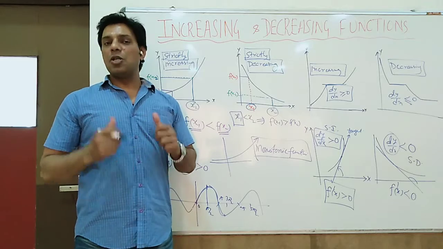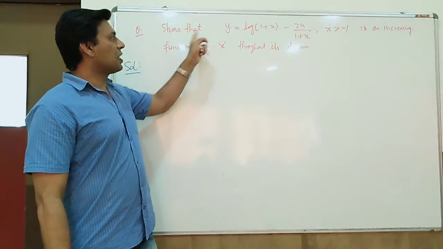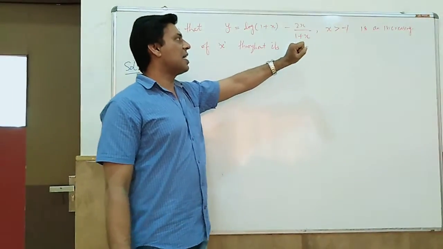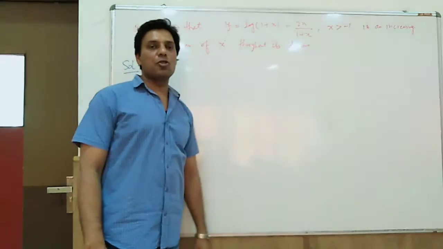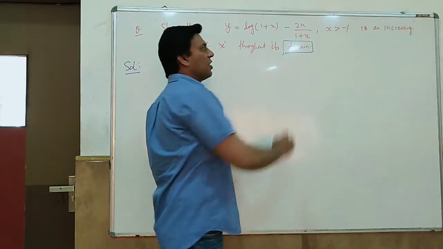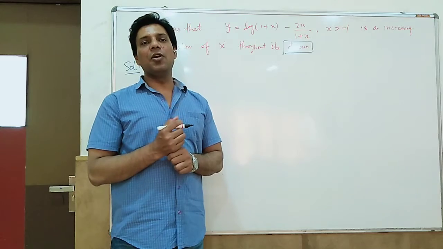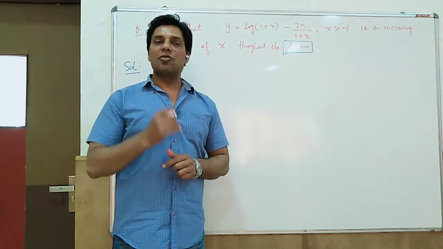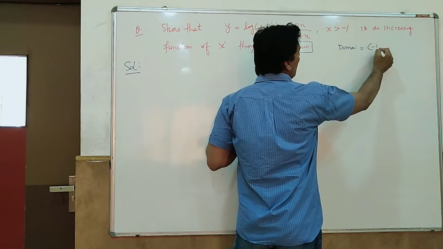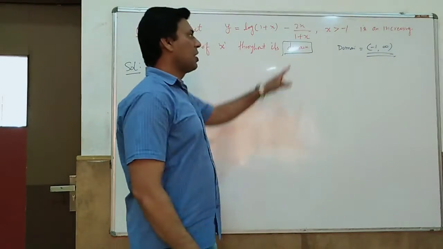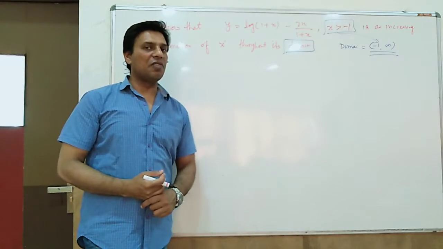To understand the concept, you have to see some questions. Stay connected. See this question. Show that y is equal to log(1 plus x) minus 2x upon (1 plus x), and x is given greater than minus 1, is an increasing function of x throughout its domain. So what do you mean by the domain of the function? The restriction on x is greater than minus 1. You cannot take the value of x as minus 1 or less than minus 1. So the domain is minus 1 to infinity. This interval is our domain from where we can take the value of x.